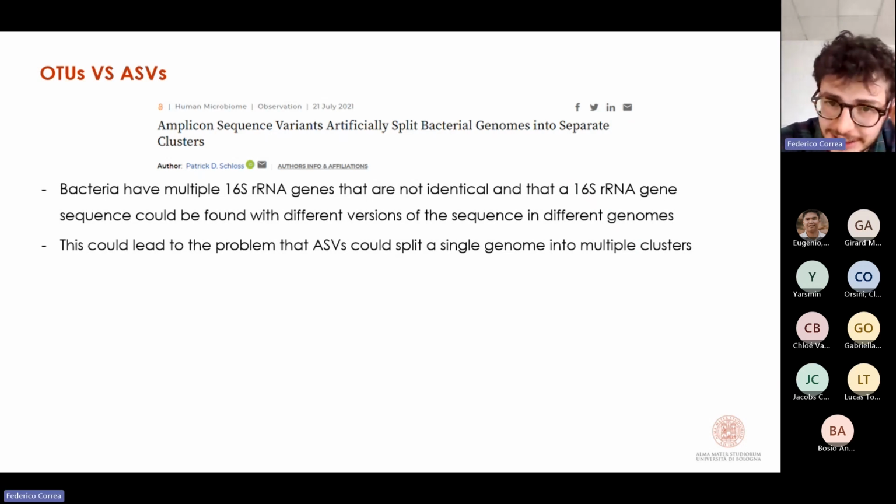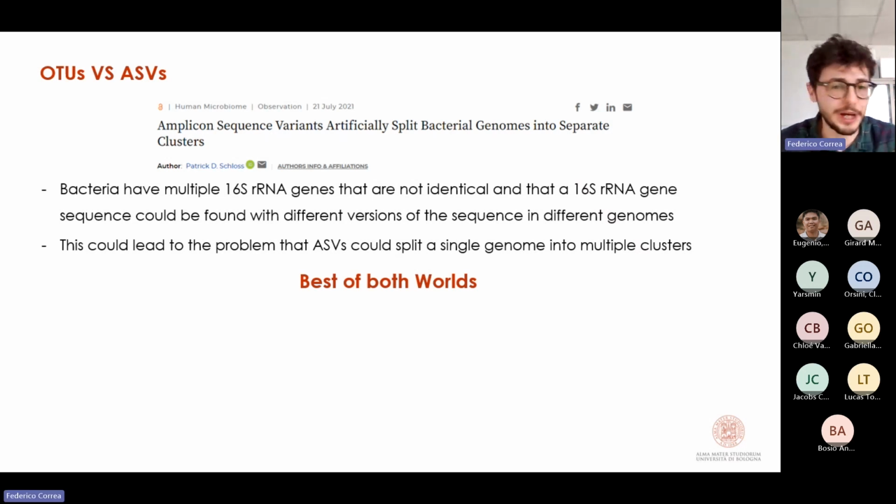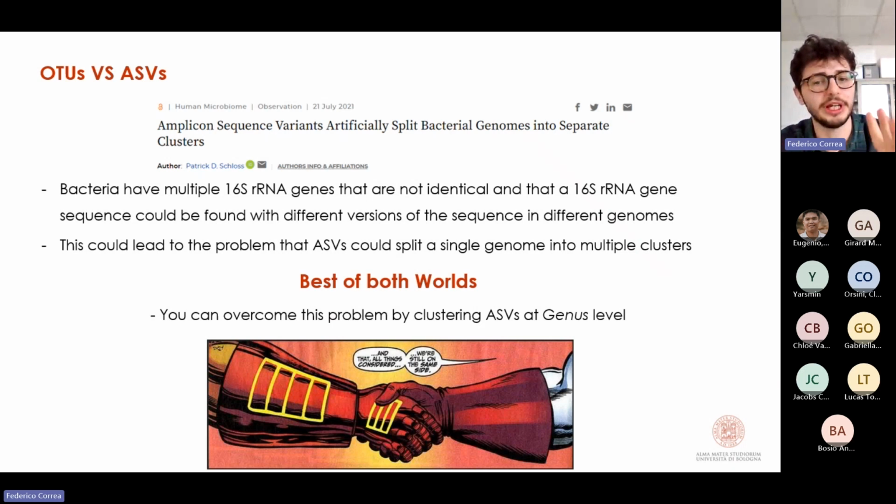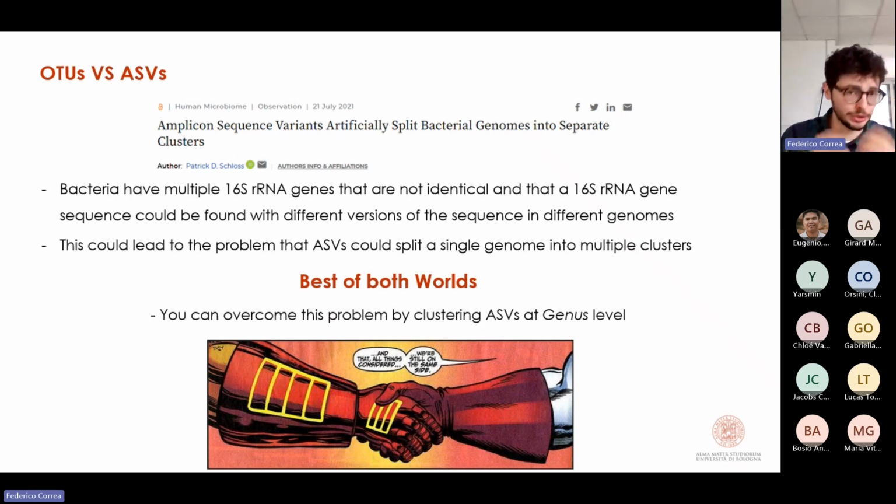So at the end of the day, one approach that takes the best of both worlds is to create amplicon sequence variants, but apply some clustering, for example, at genus level. This will address most of the problems.